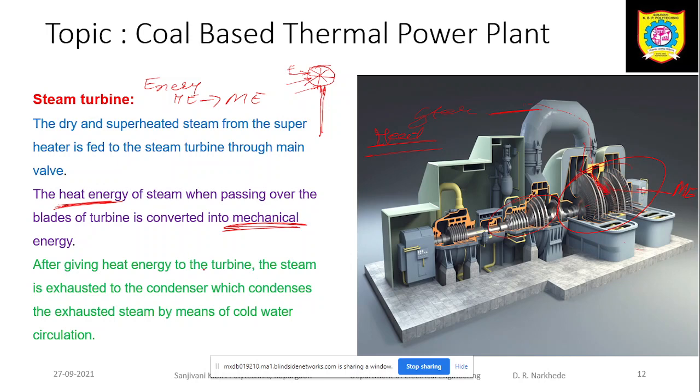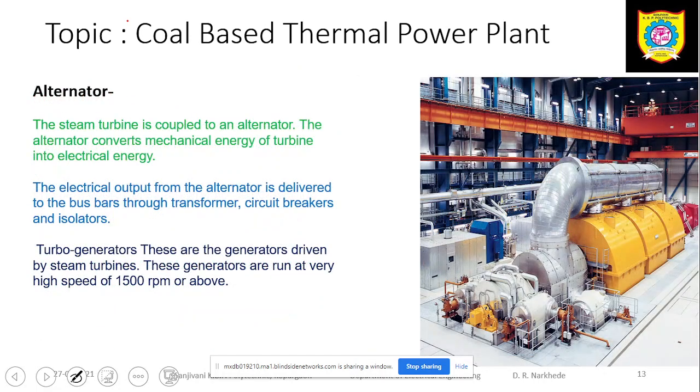We are not going to release that steam into the atmosphere. We are going to collect it and process it further. Send it to the condenser where it is condensed, and after condensation we feed it again to the feed water system. Then there is the alternator. This is basically an alternator.